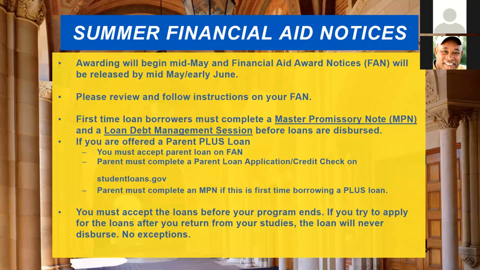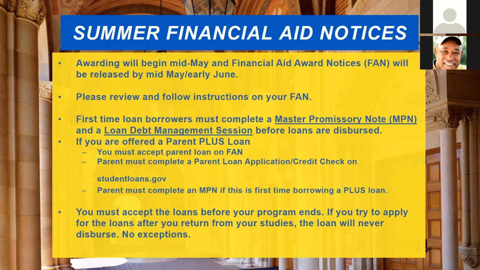It's studentaid.gov. Now, if your parents are planning on taking out a PLUS loan for you, and this is their first time receiving the PLUS loan, in addition to accepting the PLUS loan on the financial aid notification, the parent will also need to complete a parent loan application, a PLUS loan application, which is a credit check. It only takes 15 minutes to fill it out. They can either go to studentloans.gov or studentaid.gov. It'll let you know right away if you're approved or denied.